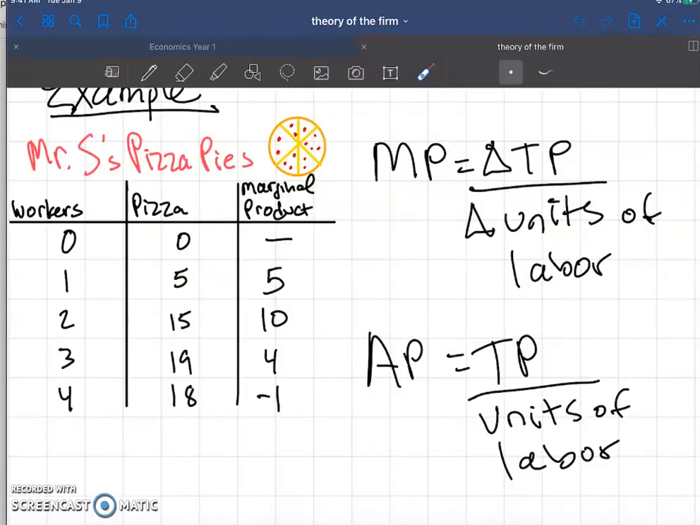Note that both marginal product and average product are calculations that we can make. That's how we derive the marginal product column of our table here. So our marginal product has to do with the change. As we add a worker, as we change the units of labor, what is the change to our total product, either an increase or a decrease? So marginal product is equal to the change of total product divided by the change in the units of labor. For our average product, we simply take the total product and divide by however many units of labor we have, such that we get a per unit total average.